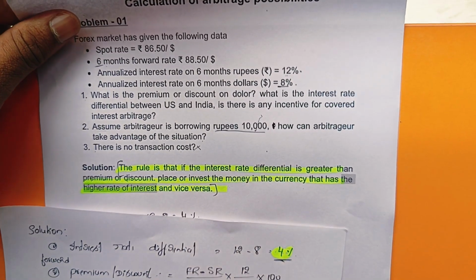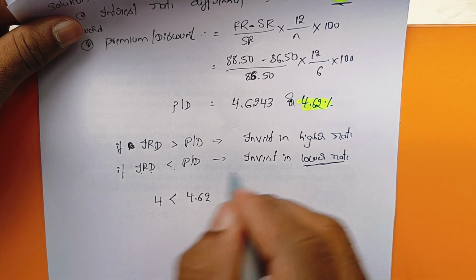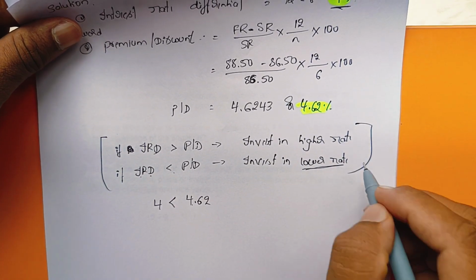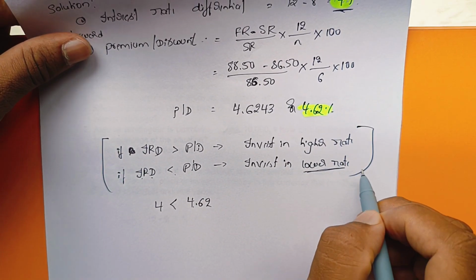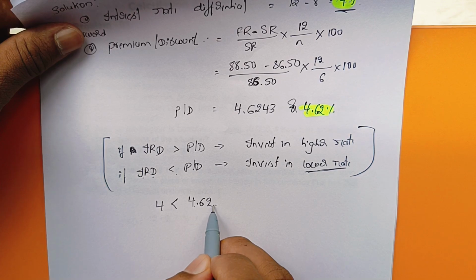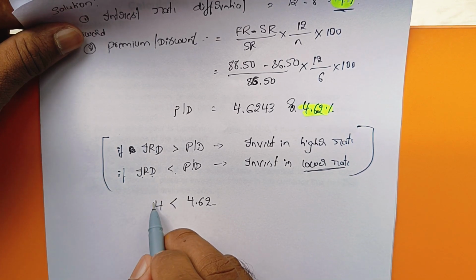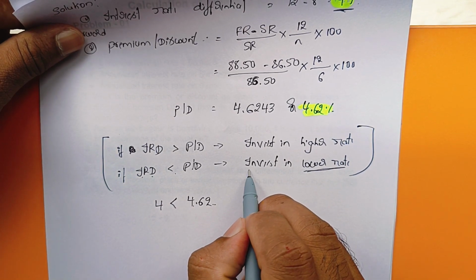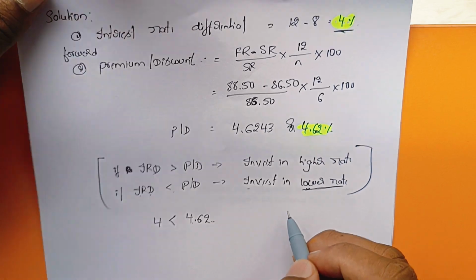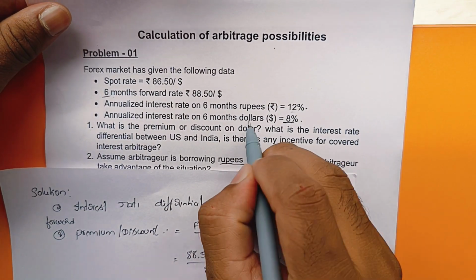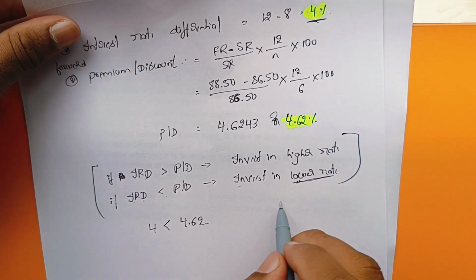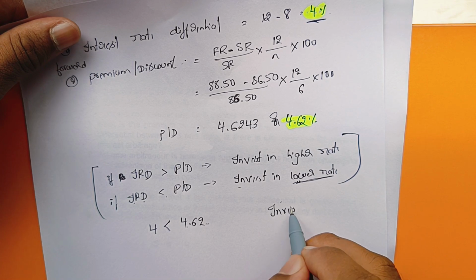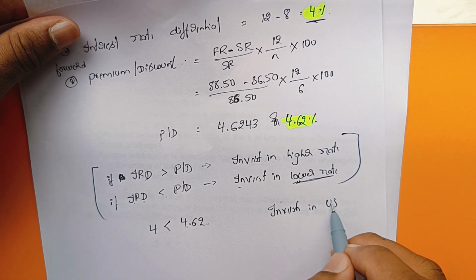Hope you can understand. So this is the rule. As per this rule, you need to write: premium or discount is more than the interest rate differential, so we need to invest in the lower rate. The lower rate is nothing but dollar. We invest in the US market.